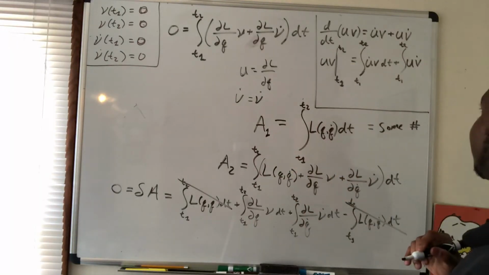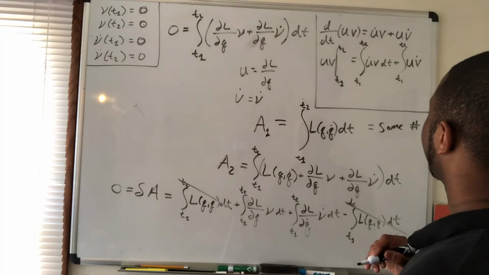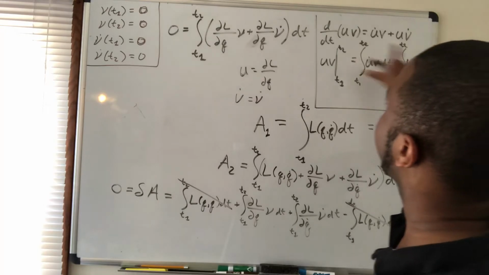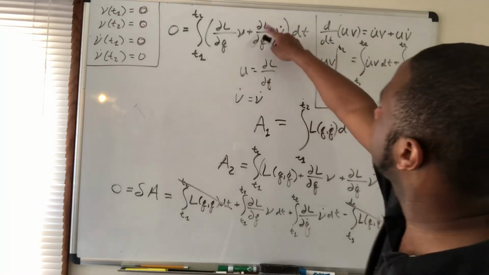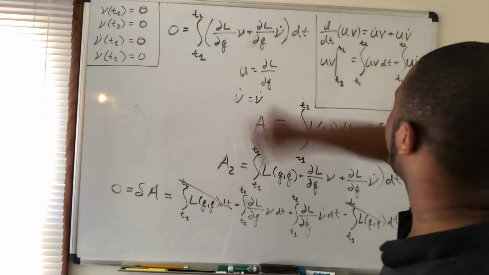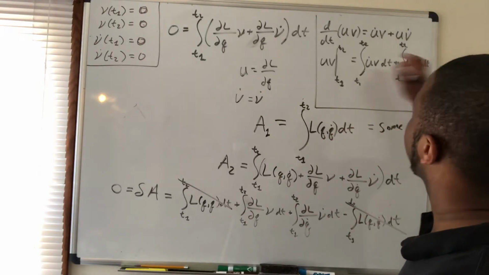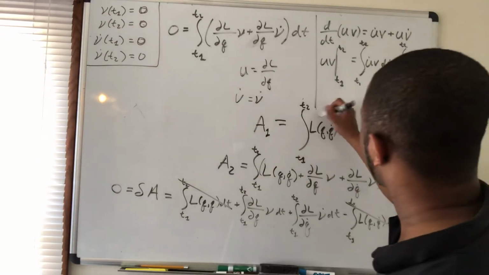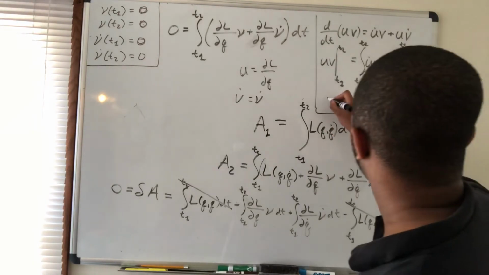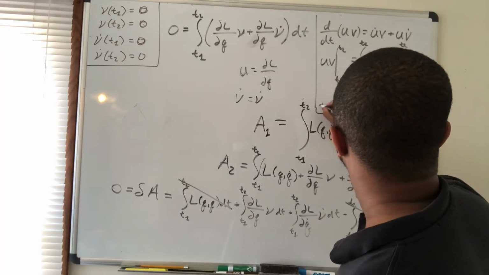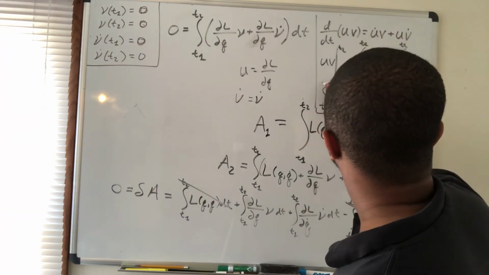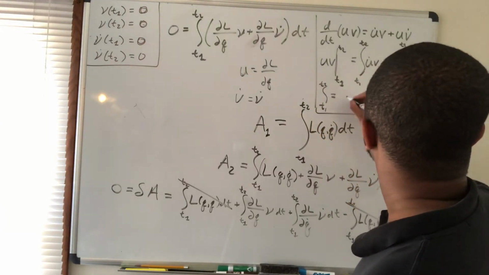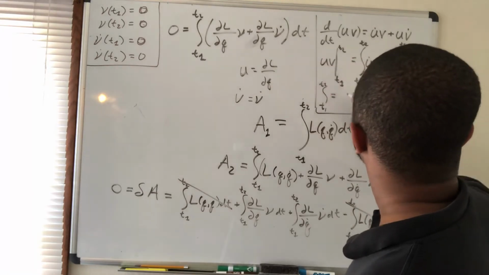Now what do we have here? The situation that we're in is that U is the partial of L with respect to q, and V dot is V dot. Well, I've got my dt, and then the integral there. So if we solve for this, what do we get? Okay, so just moving that to that side.